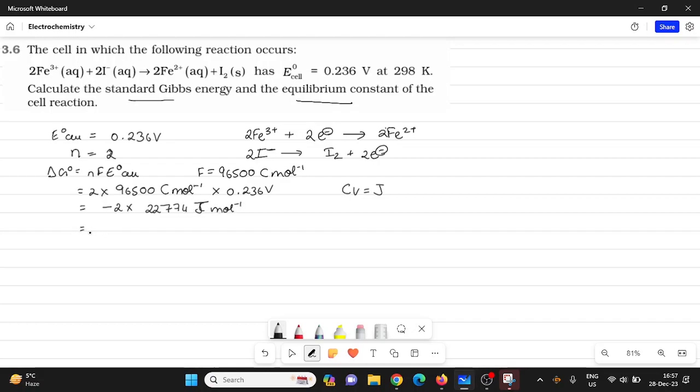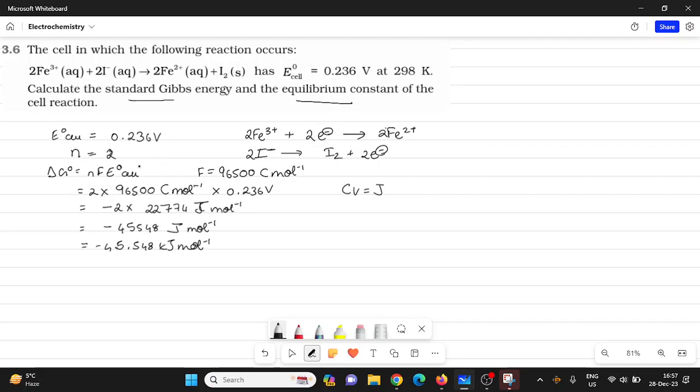Let's simplify this further. We get minus 45548 joules per mole, and this is equal to minus 45.548 kilojoules per mole. So this is how we calculate the Gibbs free energy.